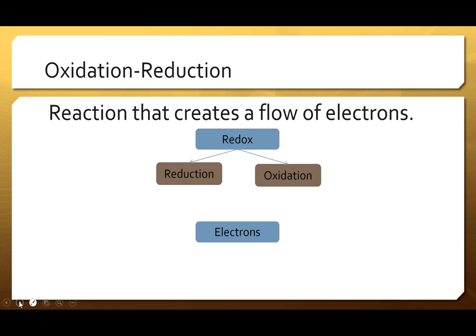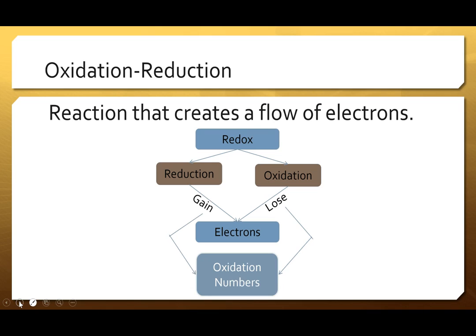So how do we know what is an oxidation and what is a reduction? Well, we're going to watch the flow of electrons. Whatever chemical loses electrons during a chemical reaction, that is going to be the chemical that we say has been oxidized. And whatever chemical gains electrons during a chemical reaction, that's going to be the substance that is reduced. So again, we're just going to be watching the flow of electrons. Somebody's gaining, somebody's losing.